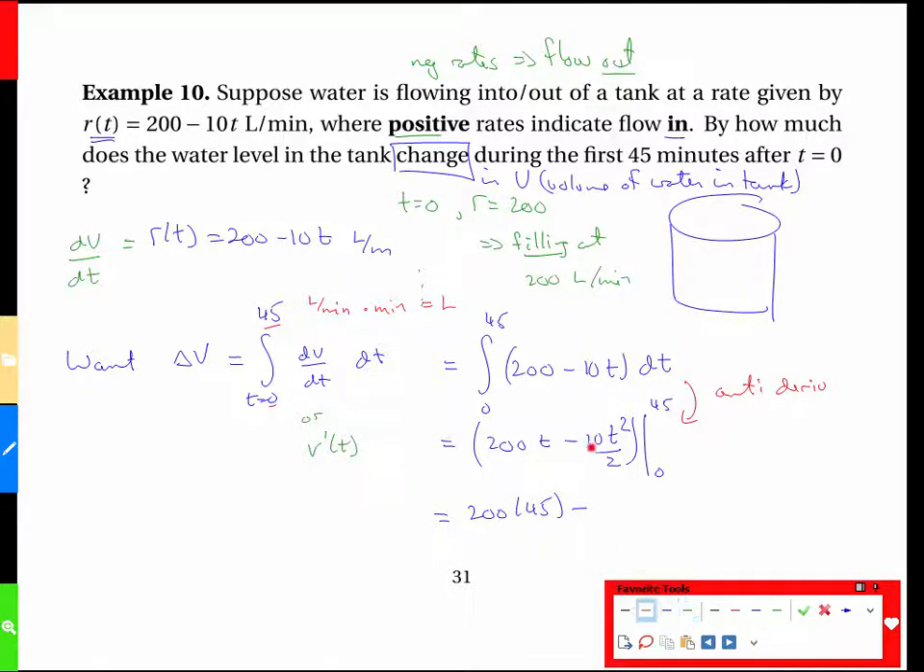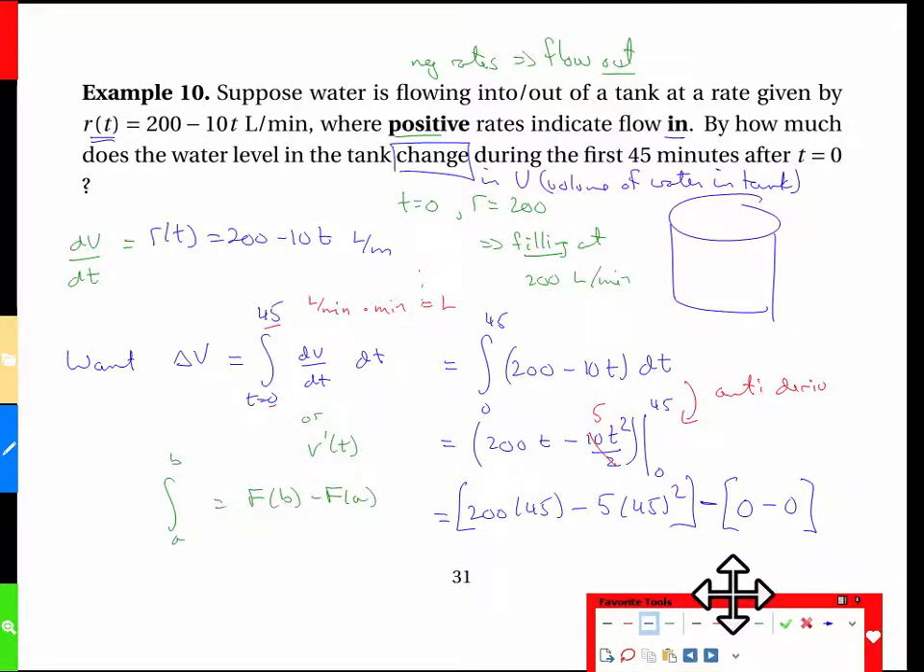minus, I guess we could simplify that a little bit. Let's call that 5t squared. So minus 5 times 45 squared. In terms of the fundamental theorem, this is our integral from a to b is equal to our antiderivative at b minus the antiderivative at a. So here's our F of b done already. We're going to subtract this whole value at 0, which turns out to be 0. That's nice. And we can just pull out our calculator here and figure out the value.